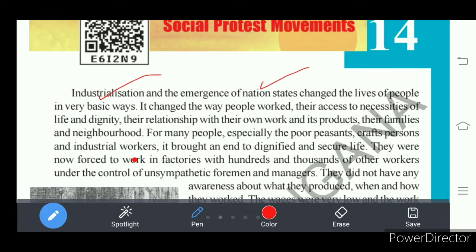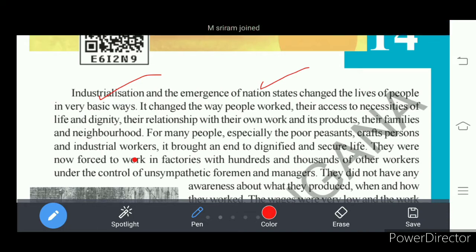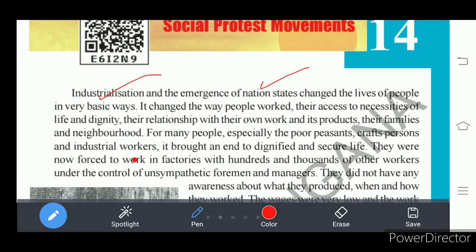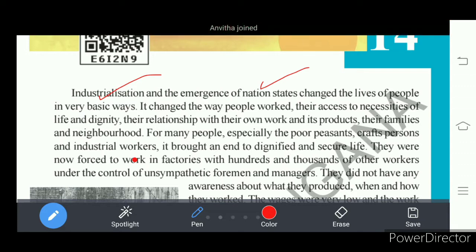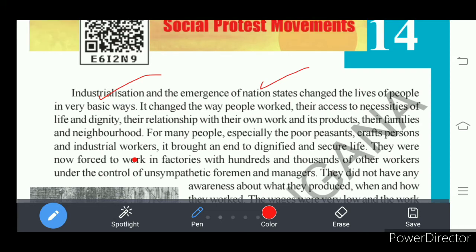We had seen the unification of Germany, where nearly 360 kingdoms were there earlier. All those were united because of nationalist feelings, belonging to the same culture and the same language. They united and turned into one nation, Germany, and in Italy too. So several kingdoms vanished, and in place of that, nation states have emerged. These two things, industrialization and nation states, changed the lives of the people in a very fundamental, very basic way.